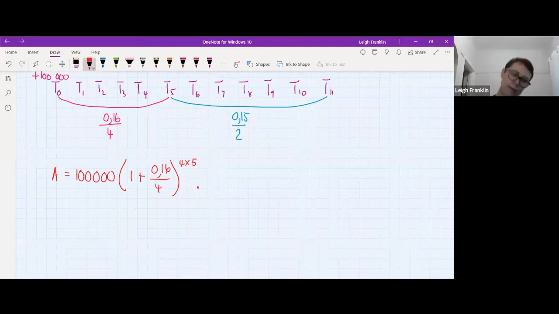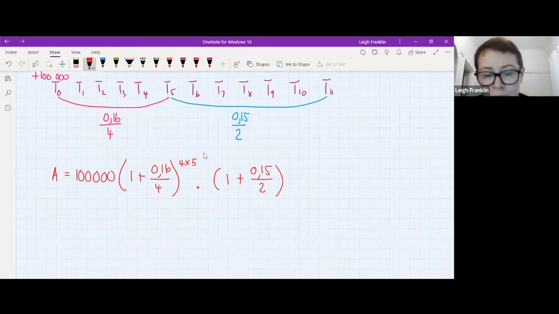Now, instead of working out the answer and then writing a new equation, I can just multiply this by my new bracket. This is going to accumulate again, but at a new interest rate of 15% compounded half yearly. So now this is going to be to the power of 2 because it's compounded twice a year for how many years? 6 years.